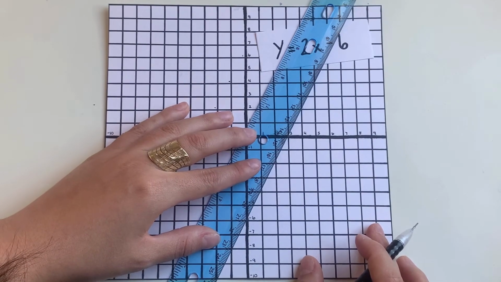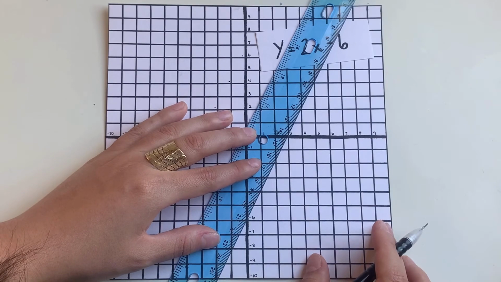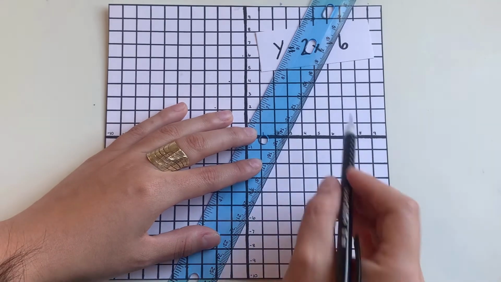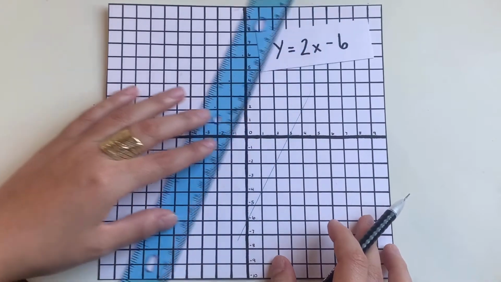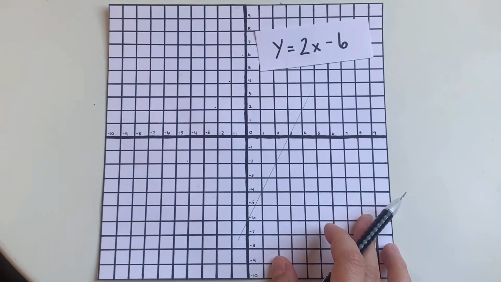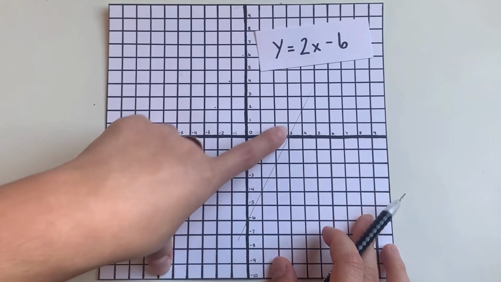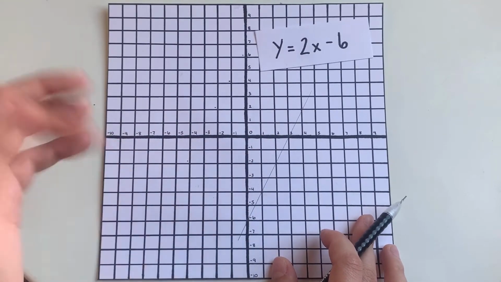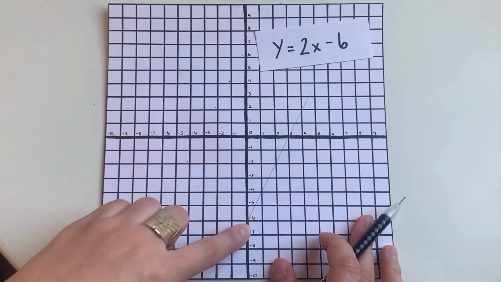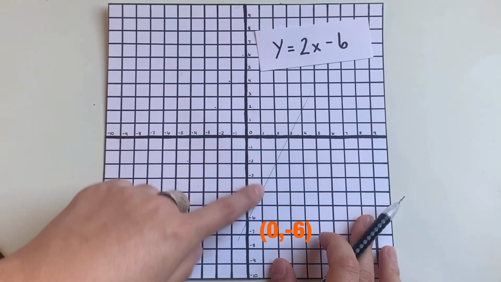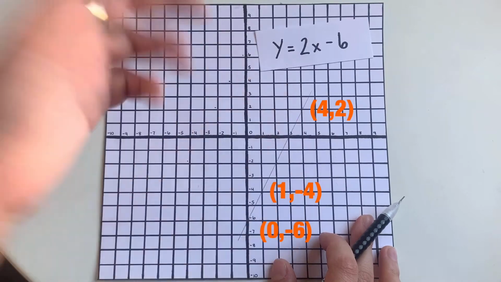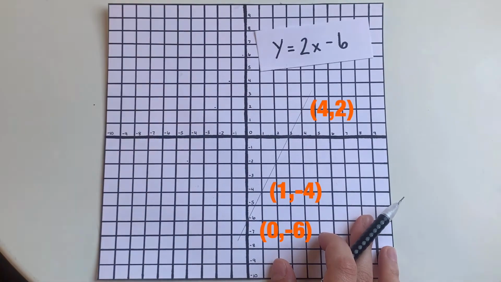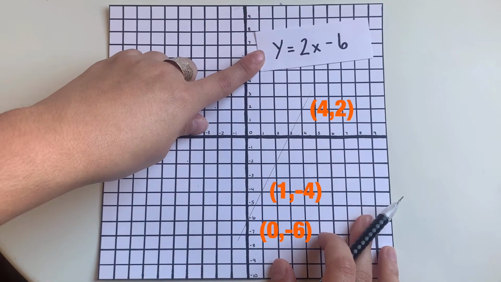Make sure that you line it all up so that we get a really straight line. And then you can draw your line there. And then again, you can go back and you can look at the coordinates that the line crosses. And just to name a few, we have 0, -6, and then we have 1, -4, and then we have 4 and 2. So those are 3 coordinates that our line crosses and that this function gives us.